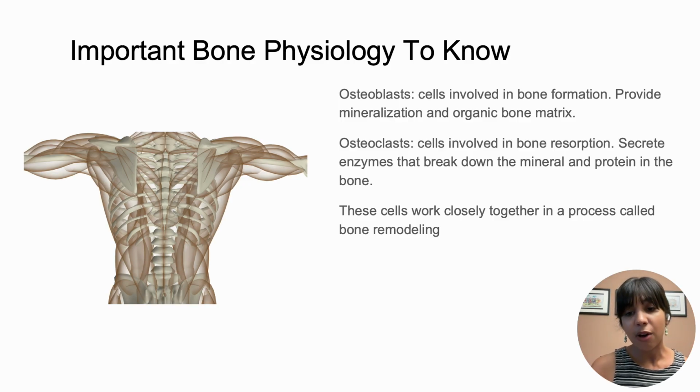Osteoclasts are cells involved in bone resorption, which is a process of bone breakdown. These cells secrete different enzymes that break down the material that was laid down by the osteoblast, such as mineral and protein, and they work closely together with those osteoblasts in a process called bone remodeling. This is a vital process that is very important for bone physiology.